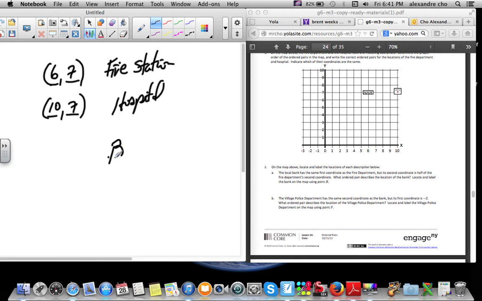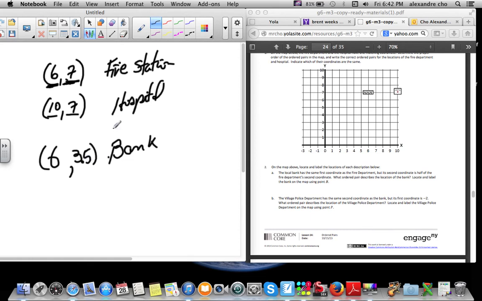2. On the map above, locate the bank. And they give you clues as to where the bank is located. So let's see if we can find where the bank is. The bank has the same first coordinate as the fire department. So 6 is the first coordinate for the fire station, so it is for the bank. But the second coordinate is half of what the fire station's is, and half of 7 is 3.5.